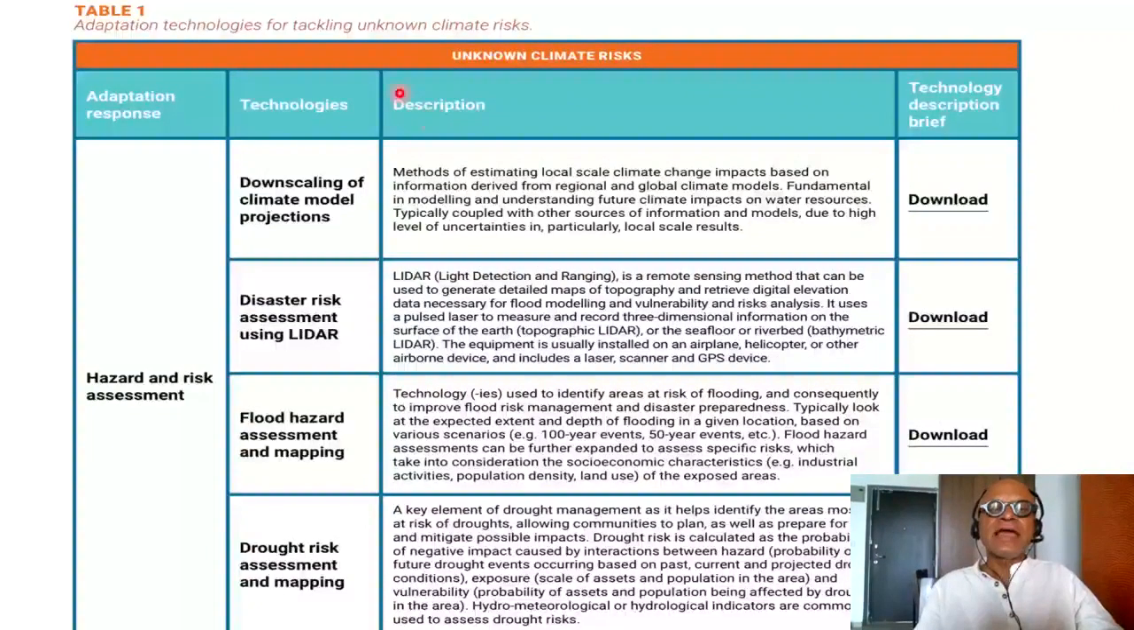Adaptation technologies for tackling unknown climate risks. So there is adaptation response, technologies, and description. And this report is very nice for technology description brief. It provides a link for each item.